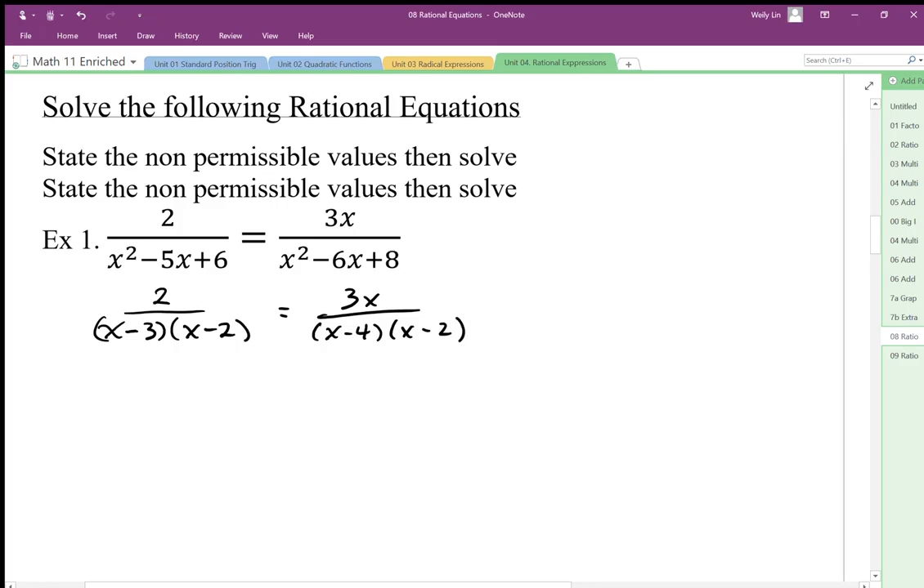Now, if we just cross multiply this, we would end up with an extra factor of x minus 2. Since that's a common factor, we don't need to multiply both sides. We don't need to use both of those factors to cancel out the x minus 2 factors. We only need one of them. That's why we use the lowest common denominator. So we're only going to use one x minus 2, one x minus 3, one x minus 4.